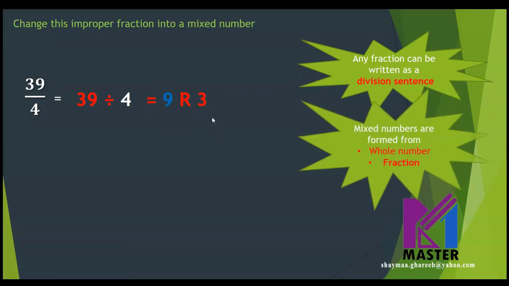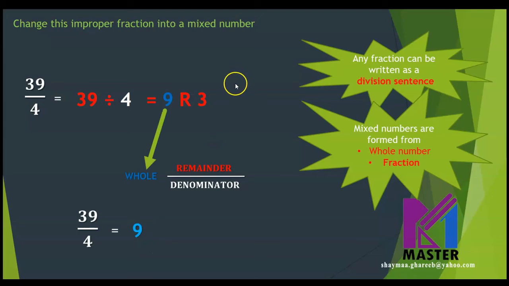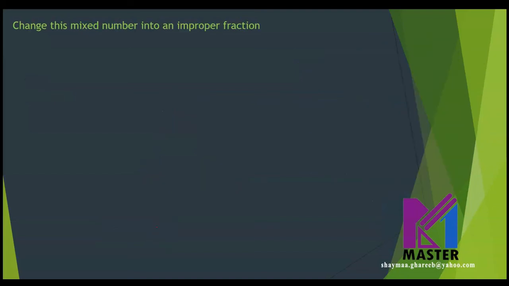How to write this as a mixed number? We said we are going to write the whole number and the fraction part. The whole number here is the number 9. So I'm going to write the 9. Then I will write the number down, which is the denominator, the number of parts in the one whole, and then I will write the remainder up, which is the 3. So 39 divided by 4, or 39 over 4, can be written as a mixed number, which is 9 and 3/4.